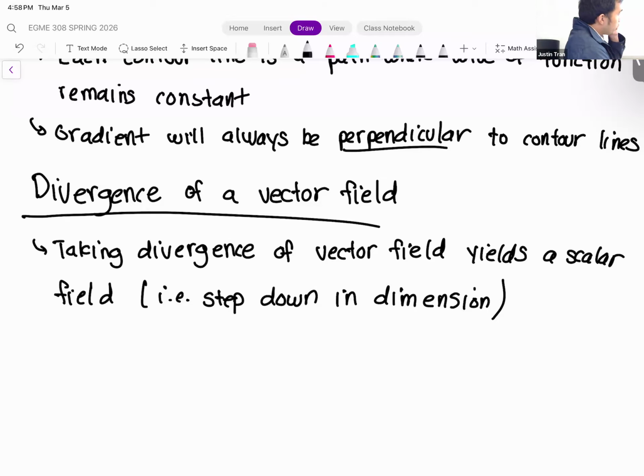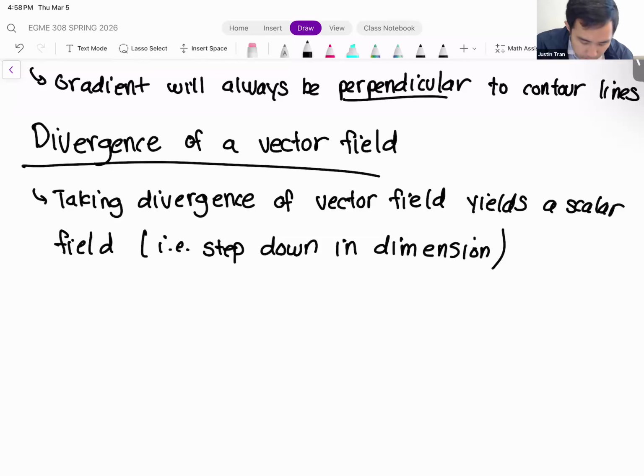All right. So the way you take the divergence is actually a combination of a lot of operators that we've looked at already. We are going to use the nabla. Basically every operation today, we're going to use the nabla. And then we're going to take the dot product between the nabla and our vector field of interest. So we're going to take nabla dot V.